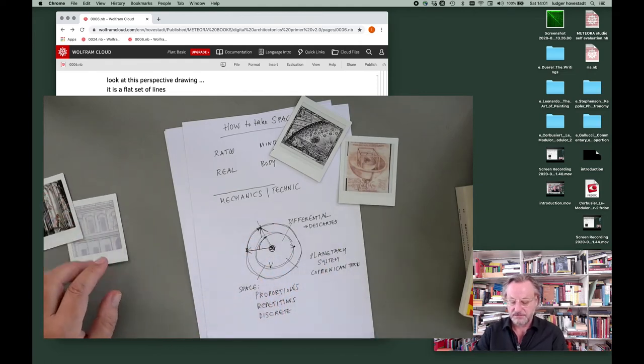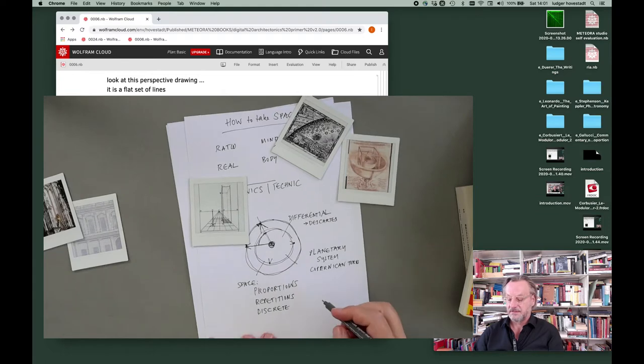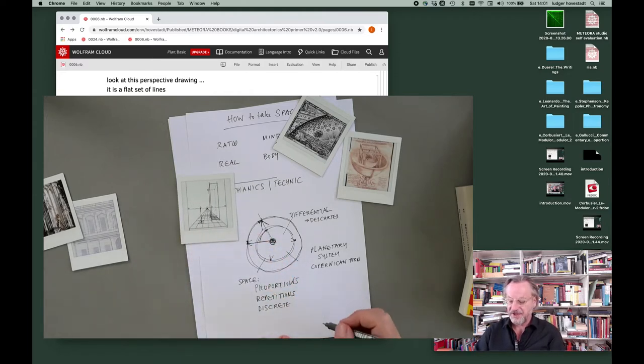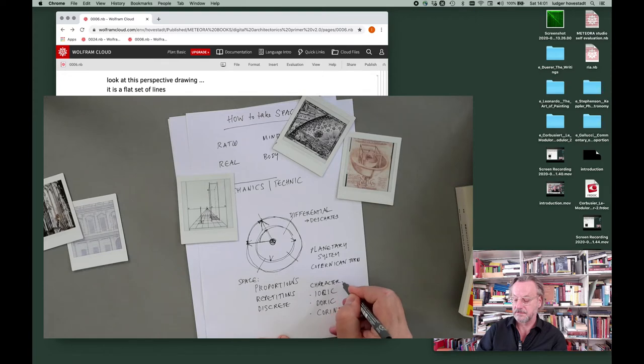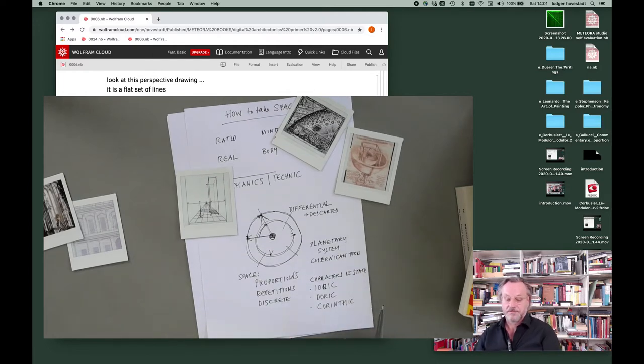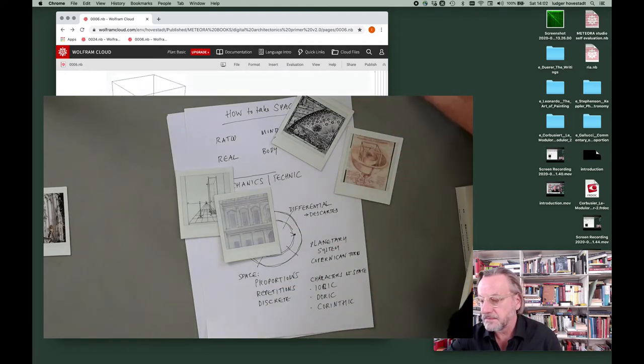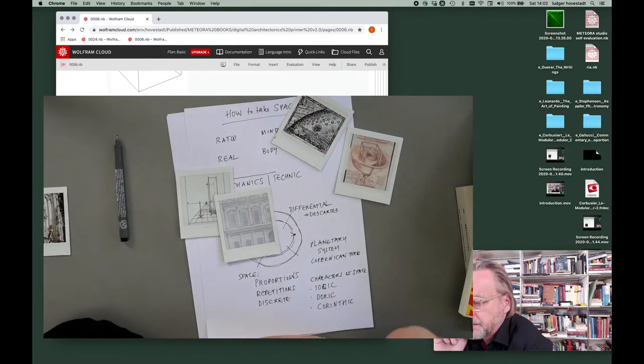What Alberti and Vitruvius say, there are proportionalities or characteristics in space, of figures in space. They're Ionic, Doric, and Corinthic. Characters of space. So this is how these drawings are thought. So this is the scale or the substance of space of the classical mechanics. So it's very important.